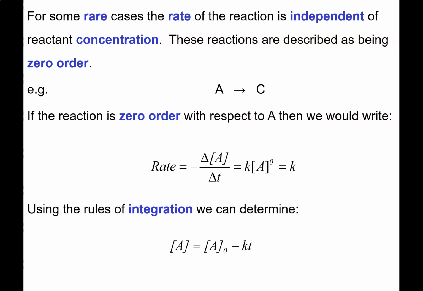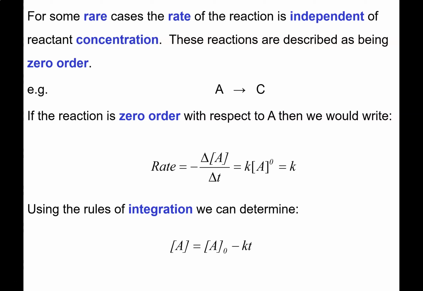So if I'm investigating a reaction trying to identify the reaction order, I normally will check whether it's zero order last. Normally I'd check first order first, then second order. If none of those align, then I'm going to go and check zero order.